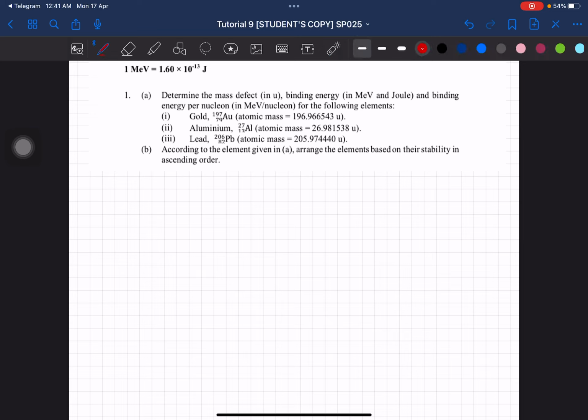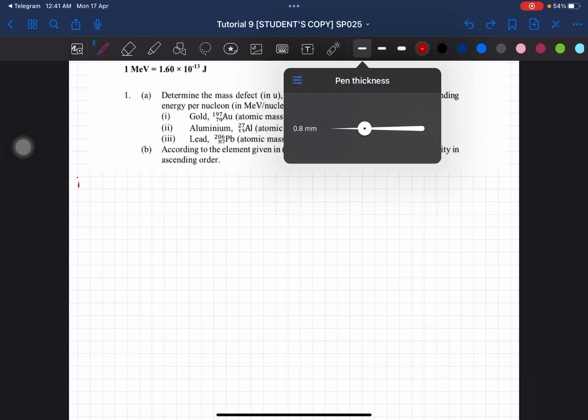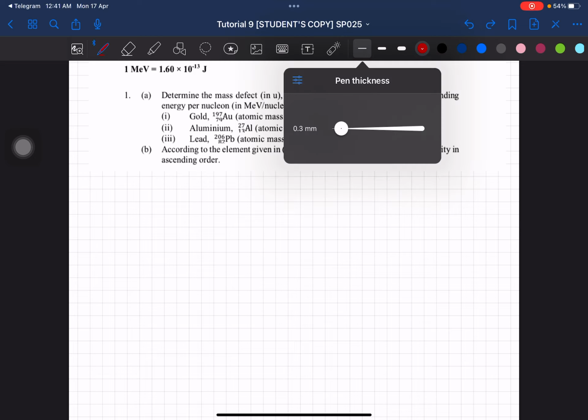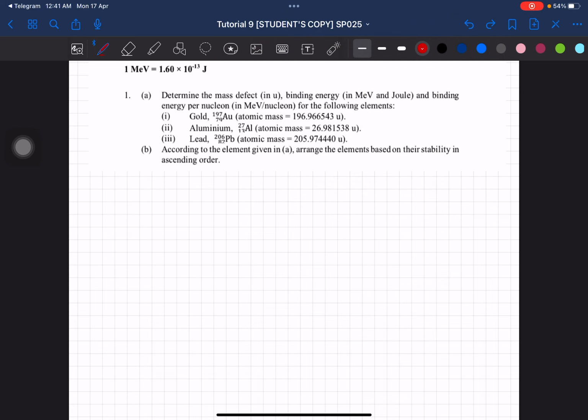Okay, so this is quite a lot to do for one question. So first we have the gold, which is the aurum. I'm just gonna make this a little bit smaller because I'm using the brush pen. Just don't really like it when it's really big. Okay, that's too small. I'm just gonna do 0.5. Sorry for the delay in this question.